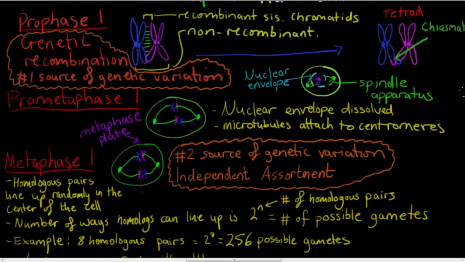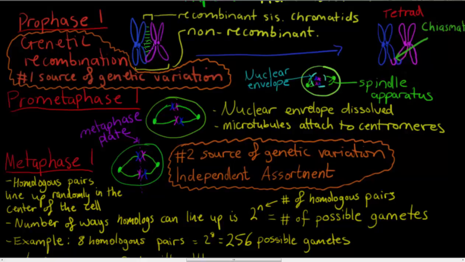Meiosis begins with prophase 1. Prophase, prometaphase, metaphase, these are words that you will recognize, and the processes are somewhat similar to mitosis, but there are some differences. In prophase 1, the homologous pairs line up.